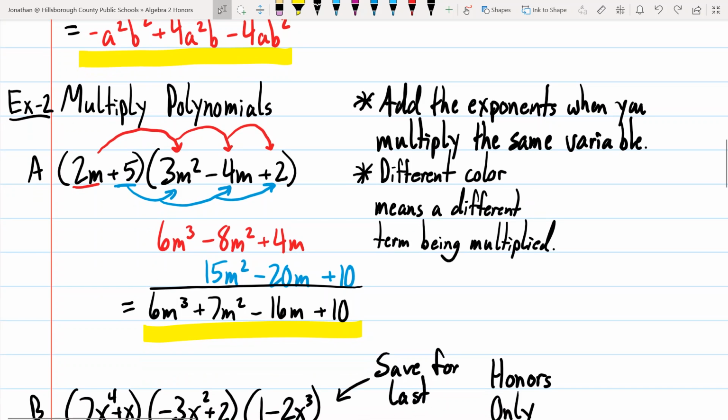All right. Next up, you want to add your like terms. Just add them down and write them in standard form. So again, multiplying polynomials is just distribution. You have to remember, though, when you multiply 2 of the same letter, like m and m squared, the exponents combine.